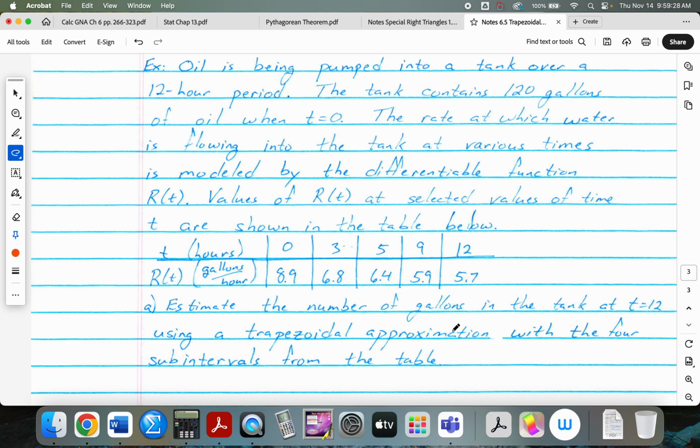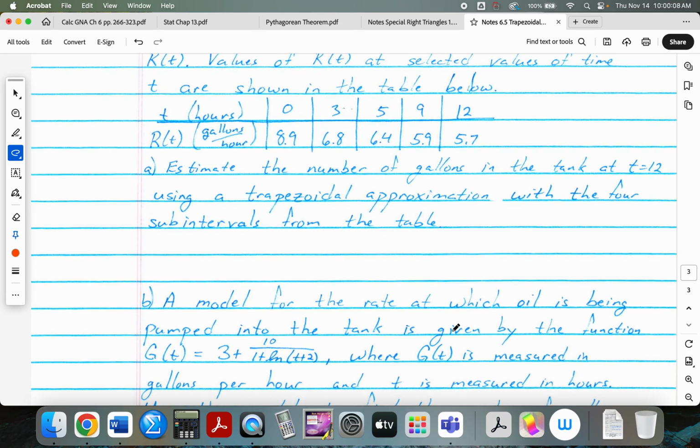So here, oil is being pumped into a tank over a 12-hour period. The tank contains 120 gallons of oil when T is equal to 0. So that's like an initial value. That's where we're starting. The rate at which water is flowing into the tank at various times is modeled by the differentiable function R of T. Values of R of T at selected values of time, T, are shown in the table below. Estimate the number of gallons in the tank at T is equal to 12 using a trapezoidal approximation with the 4 subintervals from the table.